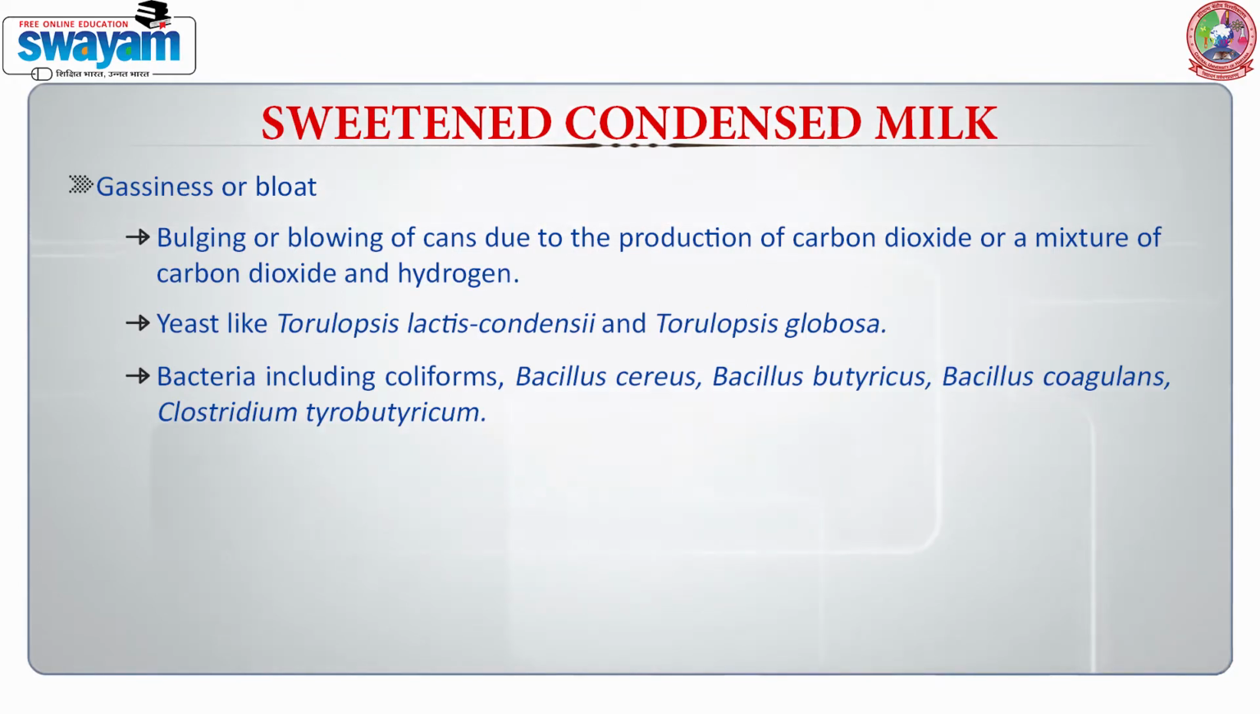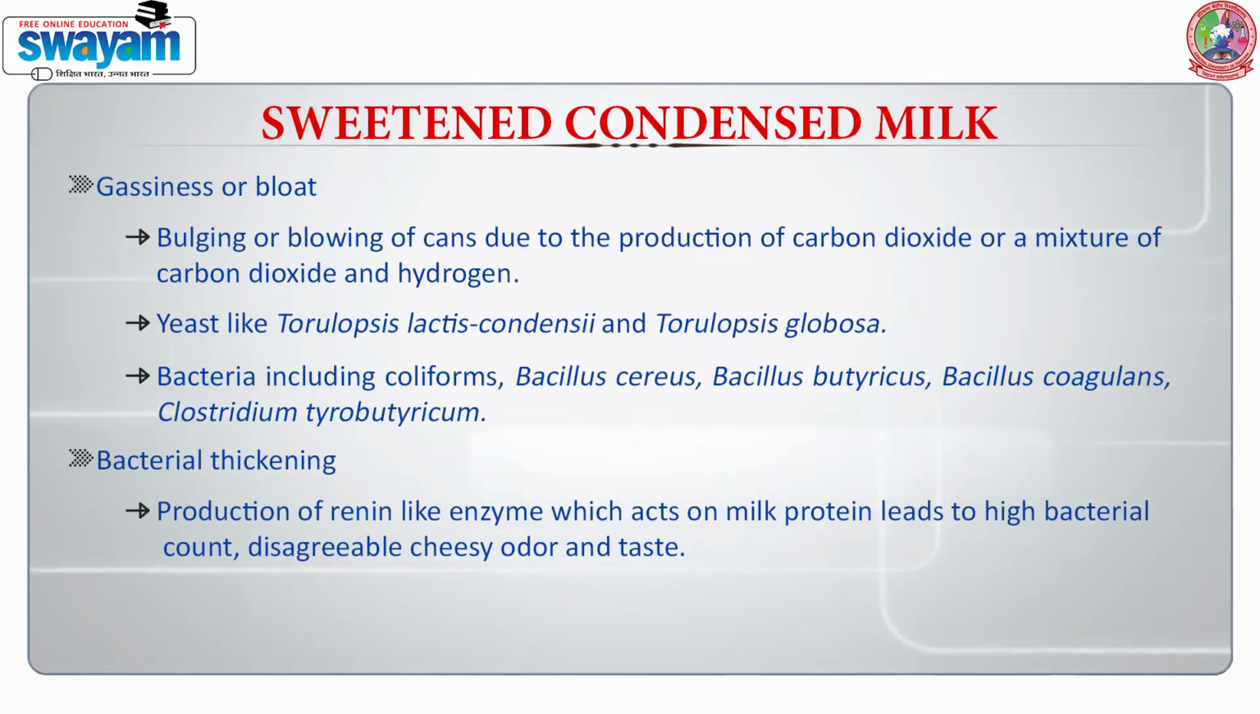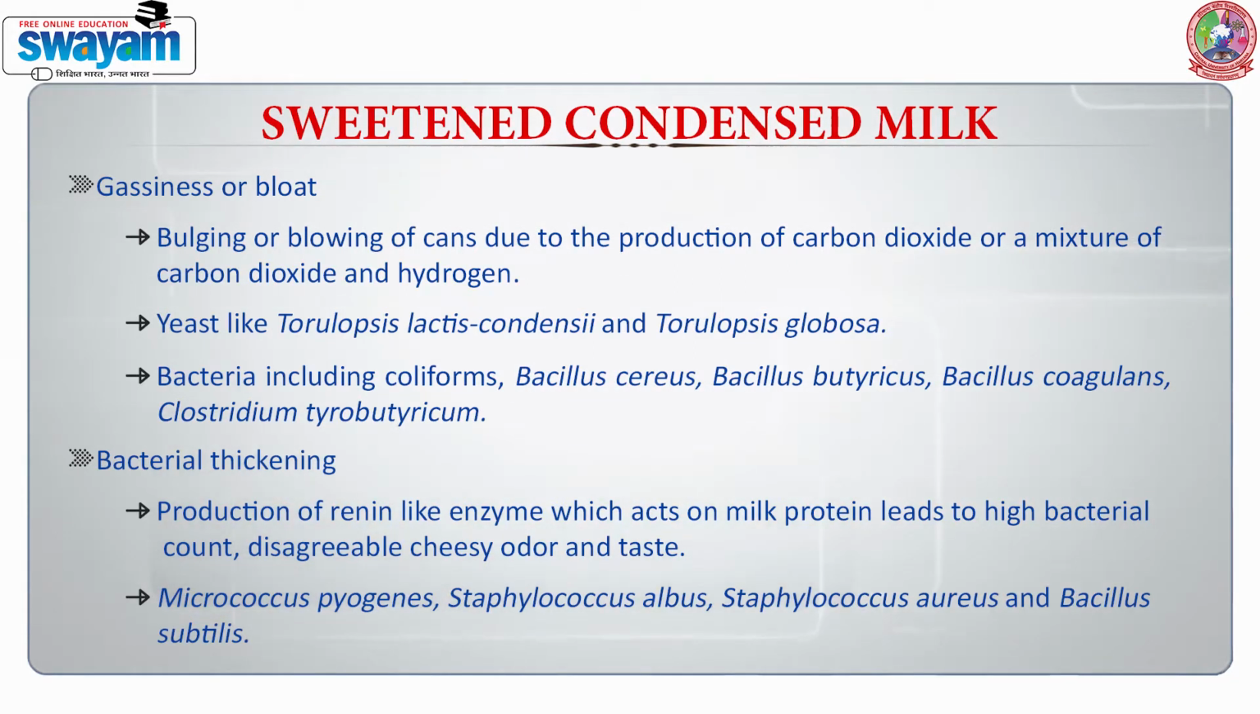We will always find that the spore formers play a very critical role in milk and milk product spoilage. Now coming over to the other defect, that's bacterial thickening. When we say the products are thickening, it is due to the production of a rennin-like enzyme which acts on milk proteins, leads to a high bacterial count and a disagreeable cheesy odor and taste. The microorganisms implicated are Micrococcus pyogenes, Staphylococcus albus, Staphylococcus aureus, Bacillus species. These Bacillus species are again aerobic spore formers, and they are heat stable enzyme producing species.